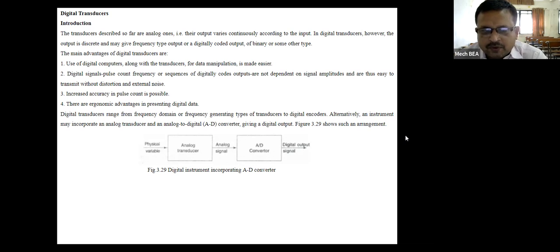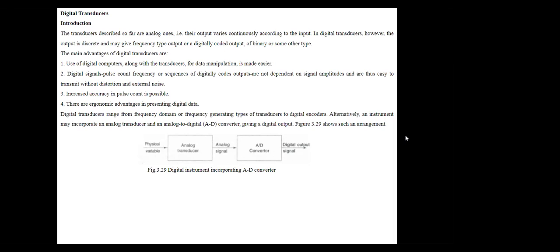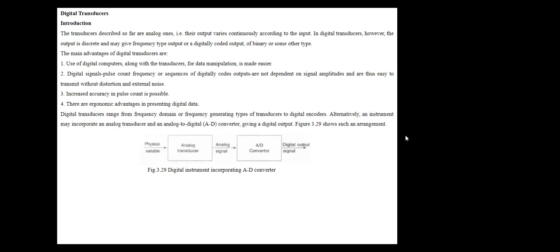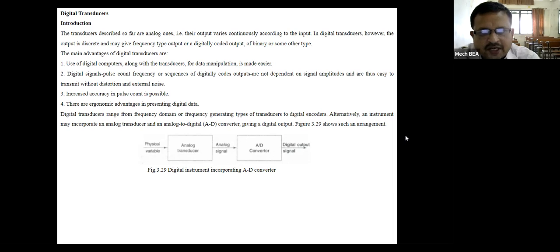Okay. Good afternoon. Today we will see digital transducers. Already we have seen one type of transducer in earlier lecture, but still we will continue. I will repeat it. The transducers described so far are analog ones. That is, their output varies continuously according to the input. In digital transducers, however, the output is discrete and may give frequency type output or a digitally coded output of binary or some other type.